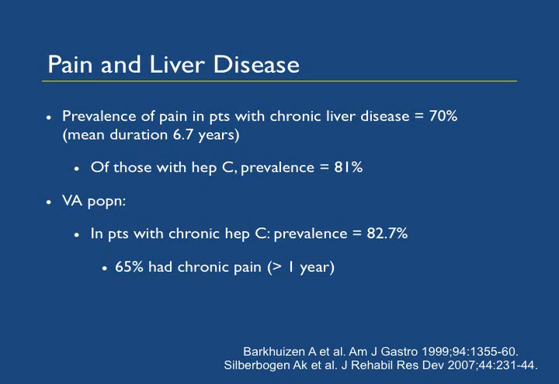Chronic pain is common amongst those with liver disease. One study found that the prevalence of pain among patients with chronic liver disease was 70%, and the duration of chronic pain was significant, with a mean duration of 6.7 years. The symptoms of pain were highest among those with hepatitis C, with a prevalence of 81% amongst those patients. In the VA population, 82.7% of patients with chronic hepatitis C reported symptoms of pain. 65% had chronic pain, which was defined as greater than 1 year.